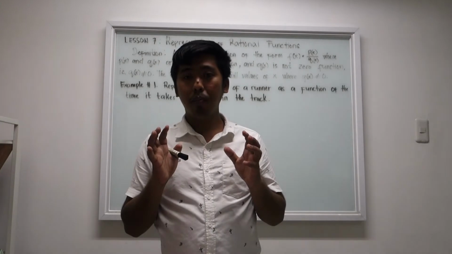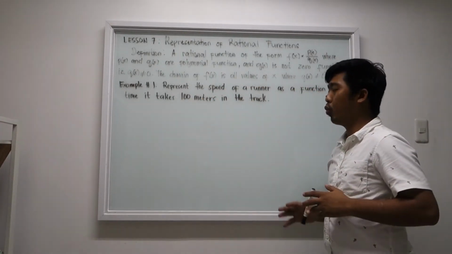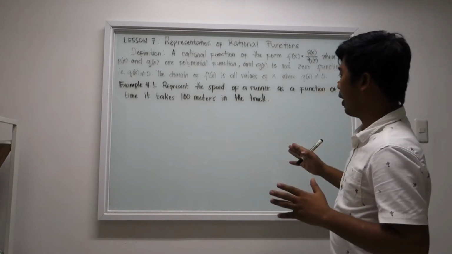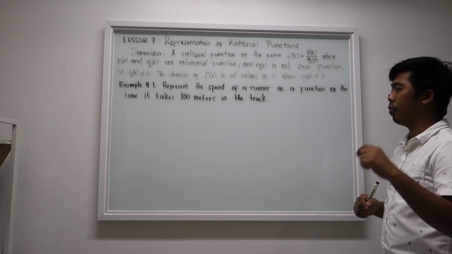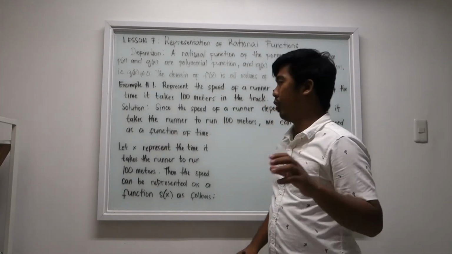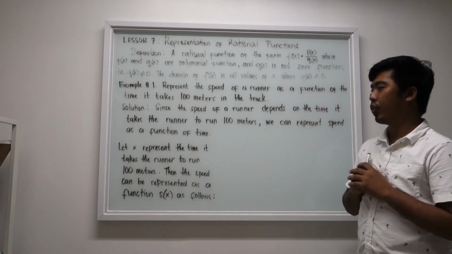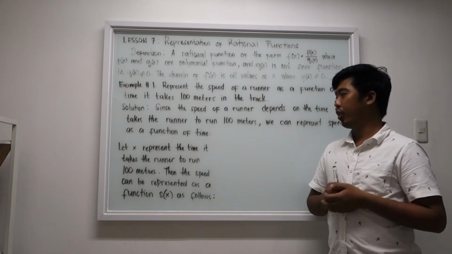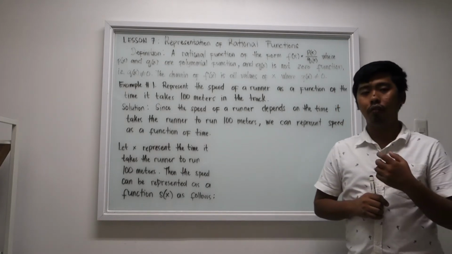So we have an example of this particular problem. Example number 1: Represent the speed of a runner as a function of the time it takes to run 100 meters on the track. Alright, so let's proceed to our solution. Since the speed of a runner depends on the time it takes the runner to run 100 meters, we can represent speed as a function of time.